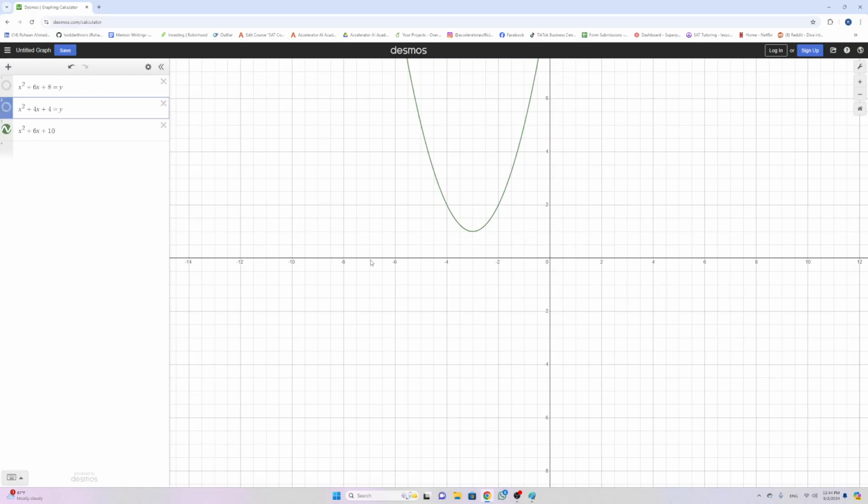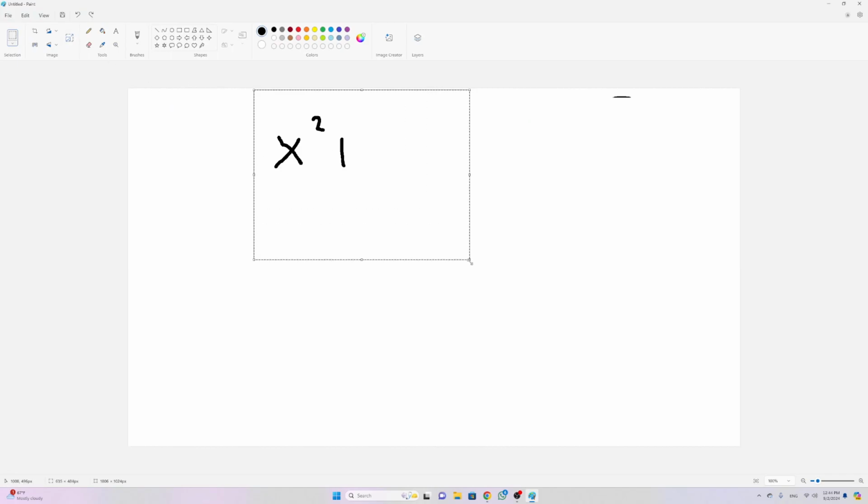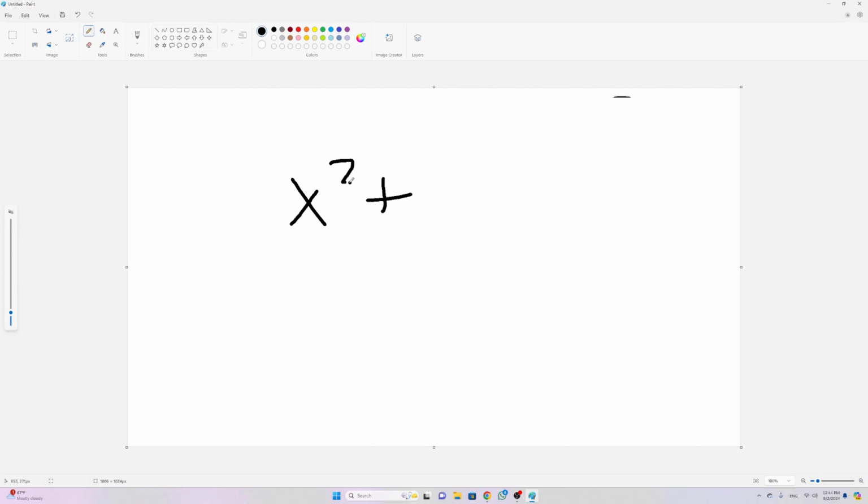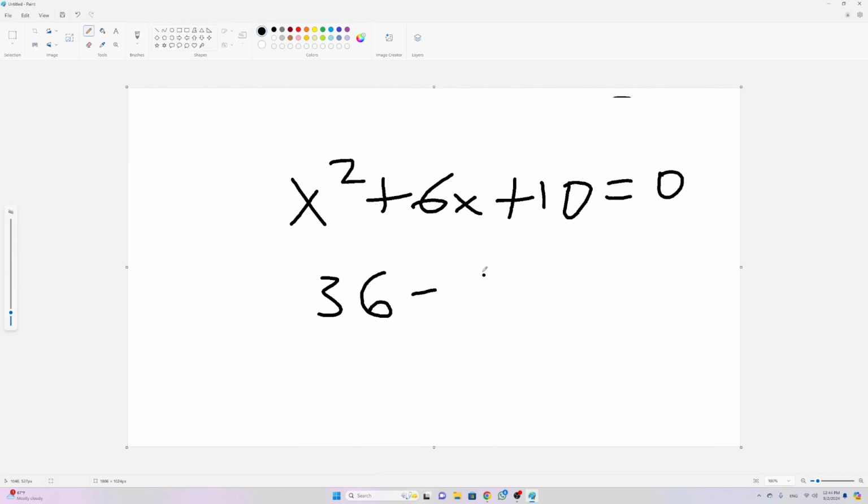x squared plus 6x plus 10. Okay. So let's look at what this looks like when we evaluate it algebraically. We have x squared plus 6x plus 10. Okay. So when we evaluate this, what we'll end up with is b squared, 36, minus 4 times a, which is 1, times c, which is 10, so minus 40, and we get negative 4.